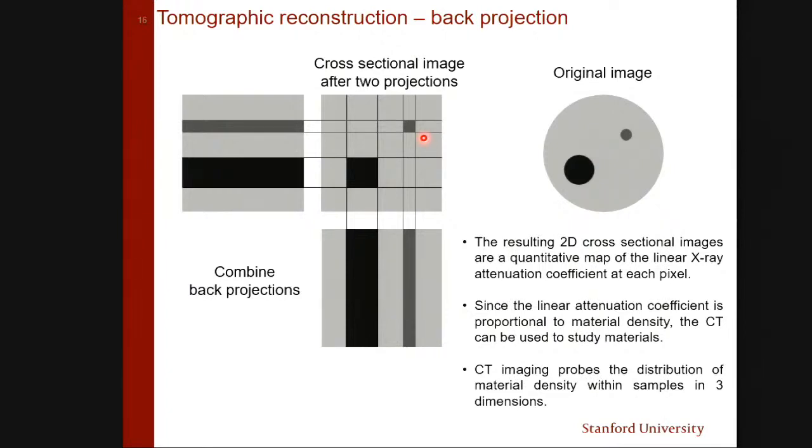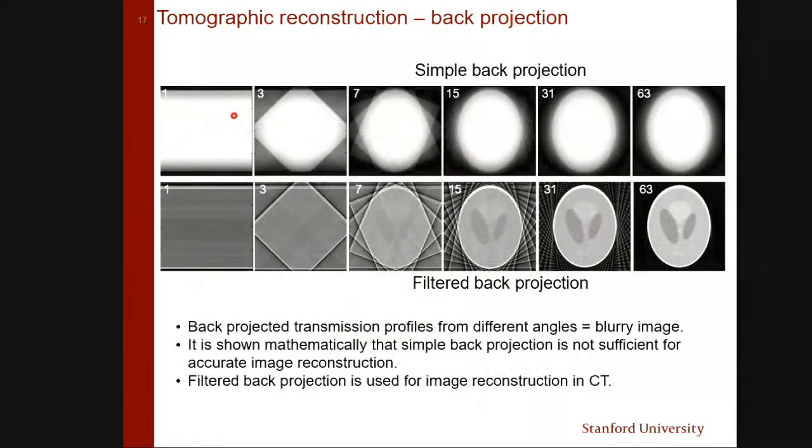And then, of course, if you have more angles than two, and usually you use maybe 800, 600, 1200, 2500, and so on, projections, you can reconstruct even the shape very nicely. So if you do a very basic back projection reconstruction, you will end up with something like that. As you can see, the image is blurry. You don't see much.